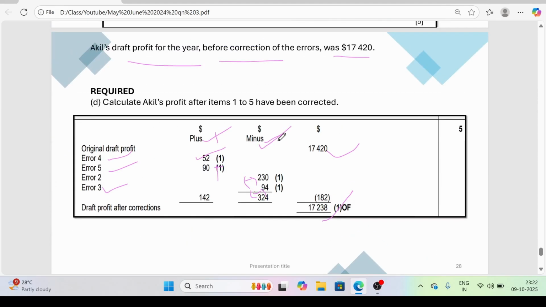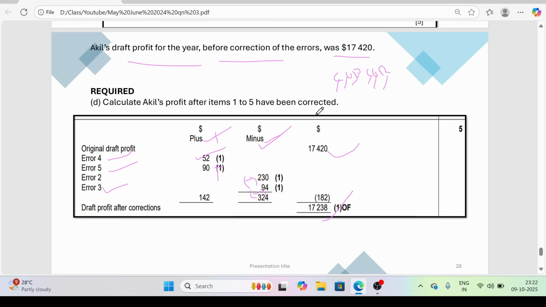Okay. So remember rectification of errors. There are 6 types. The keyword is HOPE COR. HOPE COR is enough. HOPE COR means commission, omission, principle, compensating error, original entry, and reversal.